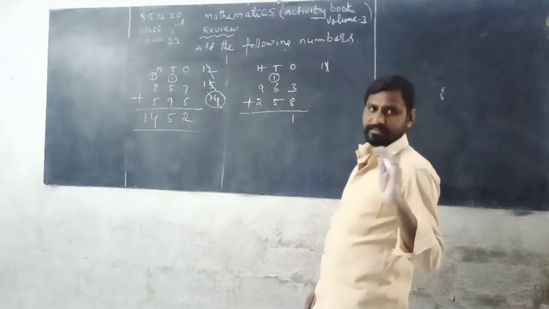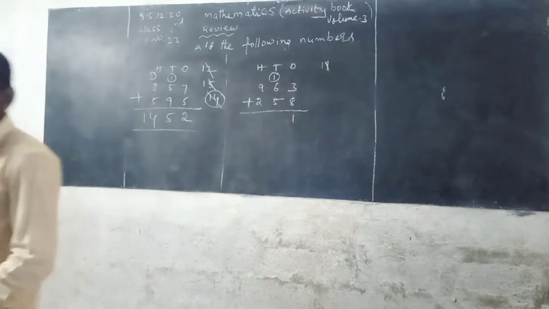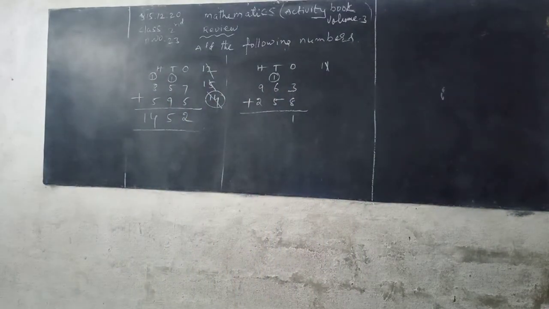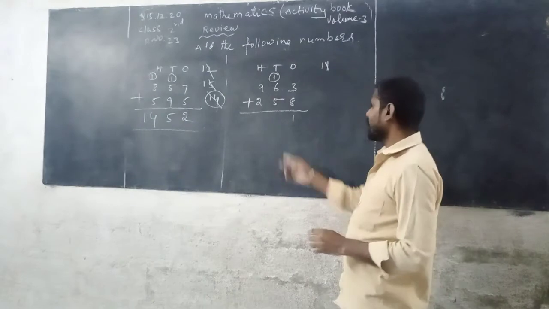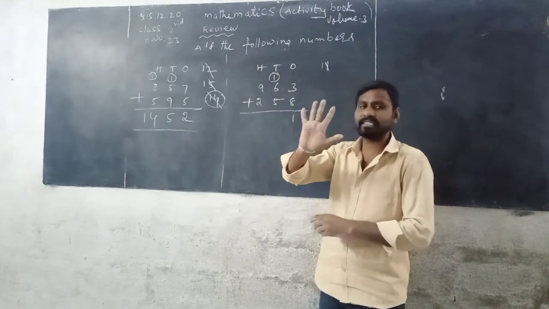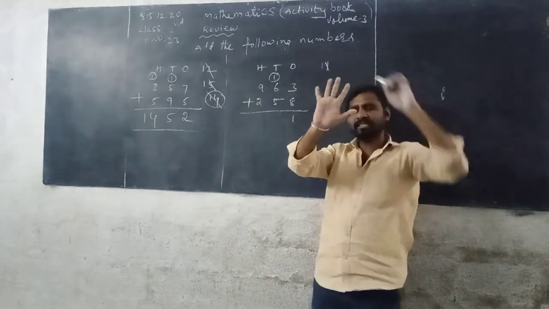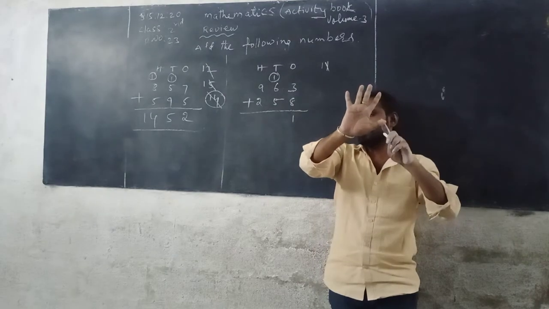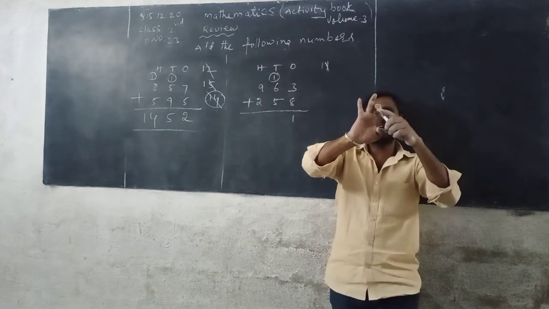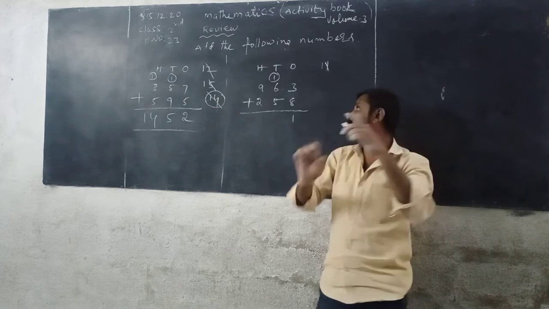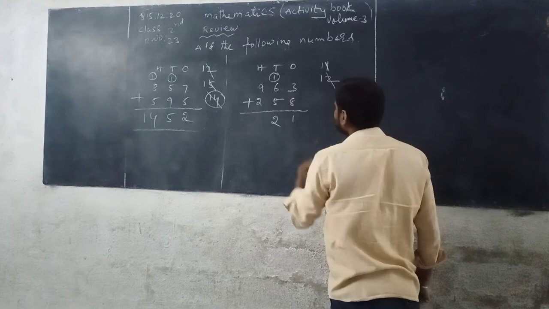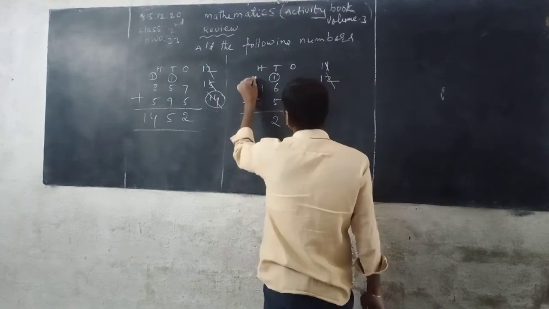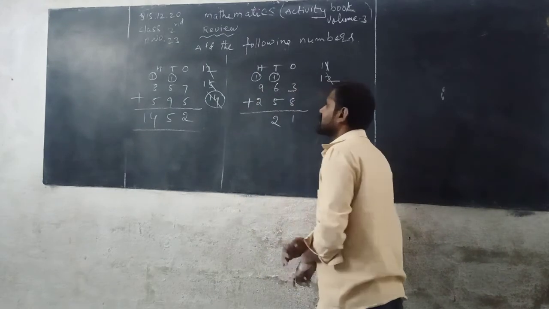Look at the blackboard, everybody. See, 1 plus 6 is 7. So how many fingers do I have to take? 5 fingers. 1 plus 6, 7, 8, 9, 10, 11, 12. So 12. In it, 2 is written down in the tens column and 1 is carried over to the hundreds place. Now next, add the digits in hundreds place.